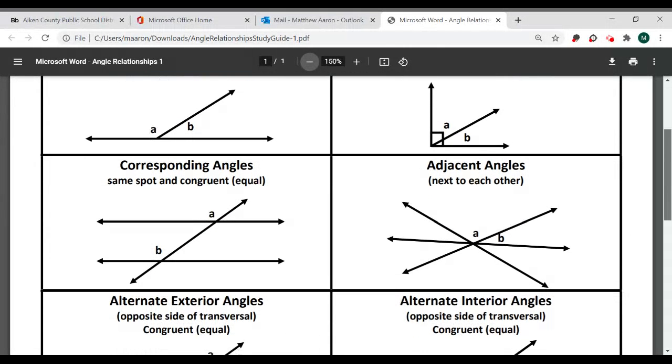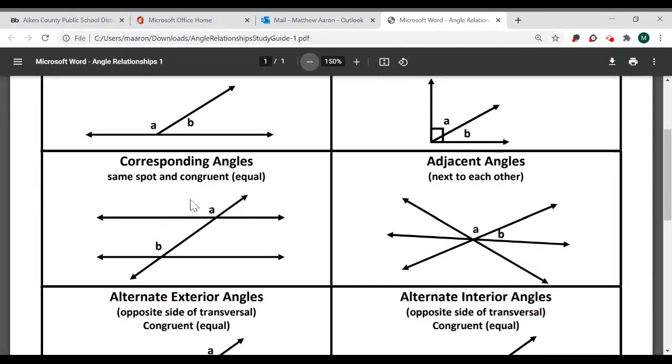Okay. Next we have corresponding angles. And this is just saying that this is the same angle. A and B are the same angle in different spots, right? And you can kind of look at them and tell they're the same angle. We have two parallel lines here and a transversal line going through there. So that's what makes those two congruent, because of the parallel lines that A and B lie on.